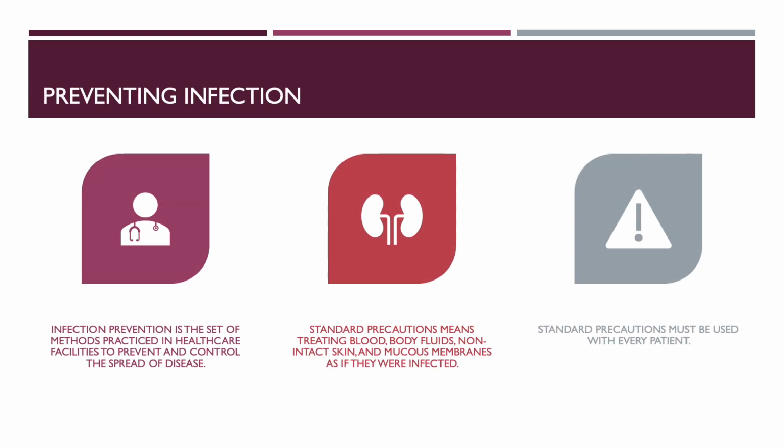So preventing infection again is going to be one of our major roles as part of the care team. Infection prevention is going to be the set of methods practiced in healthcare facilities to prevent and control the spread of a disease. This means following standard precautions, always treating blood and bodily fluids and non-intact skin as if they were infected, and we're going to be using standard precautions on every single patient.